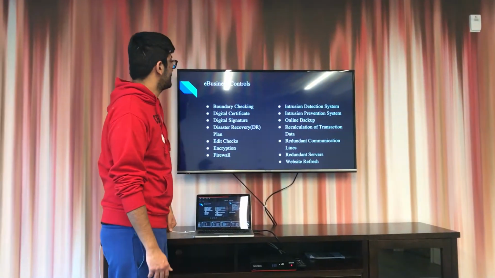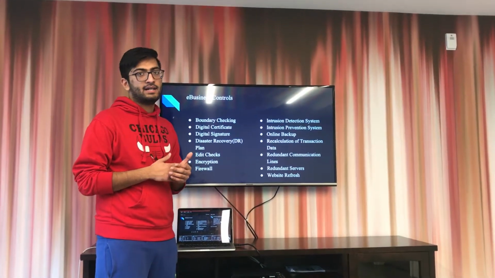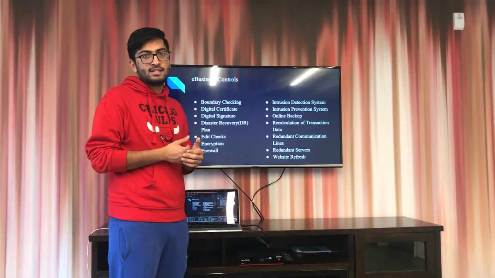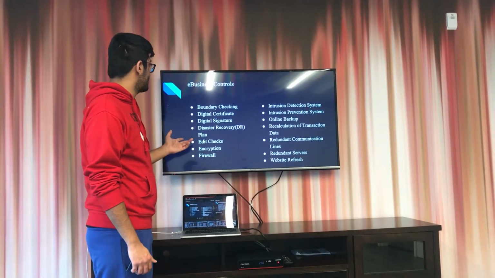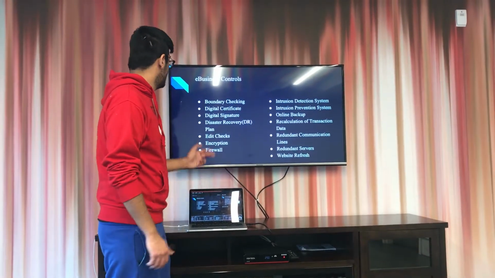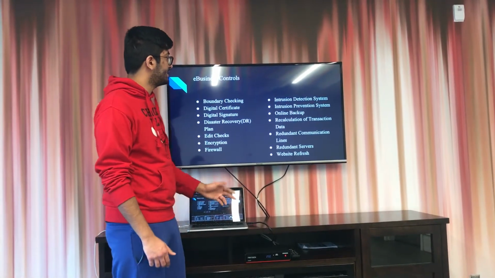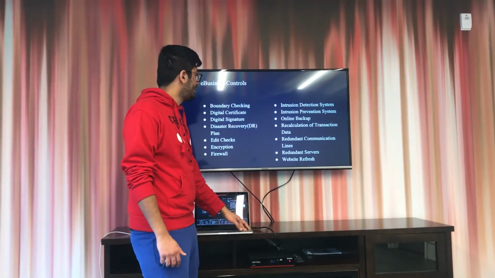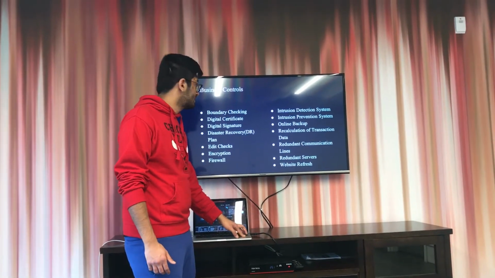Moving on, here are the controls of e-business. These controls are designed in order to both prevent and detect an e-business risk or any hijacking or hacking of their information or the system. Some of the controls related to e-business are boundary checking, digital certificate, digital signature, a disaster recovery plan in case there's a hack, an edit check, encryption, firewall, intrusion detection and prevention system, as well as online backup. There is also recalculation of transaction data and redundant communication lines, as well as redundant servers. And lastly, a website refresh.